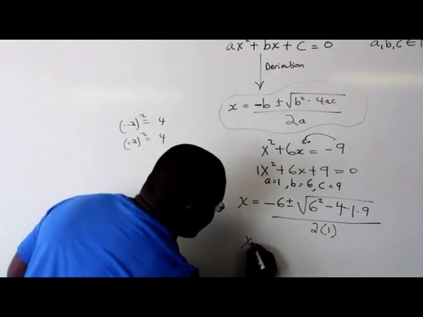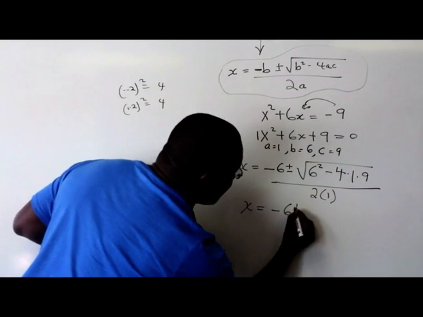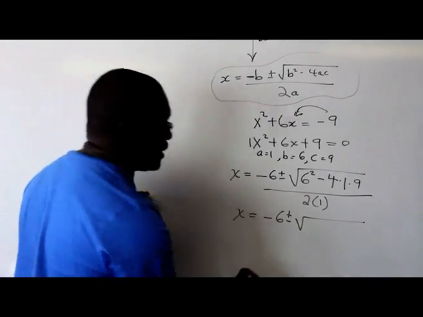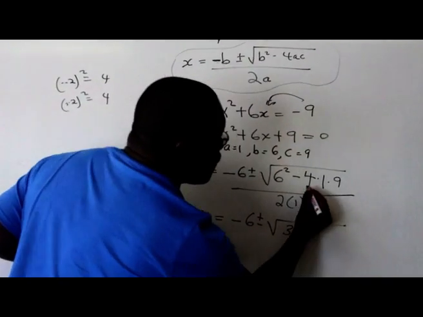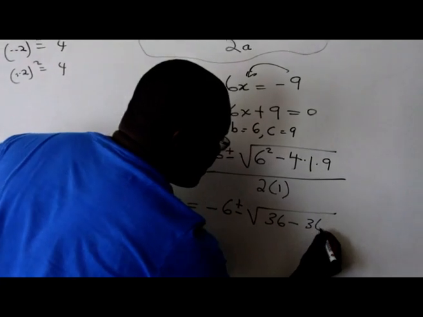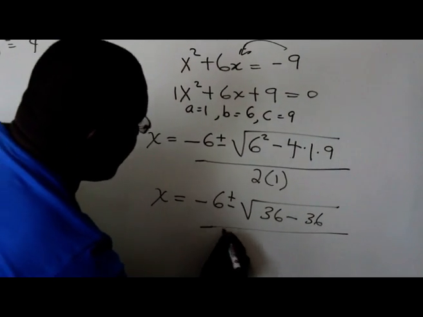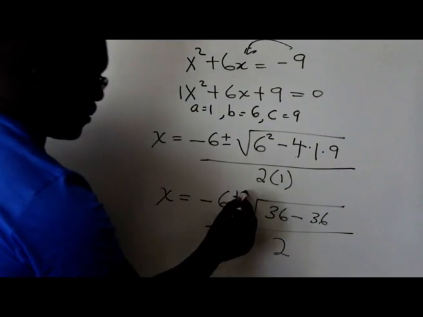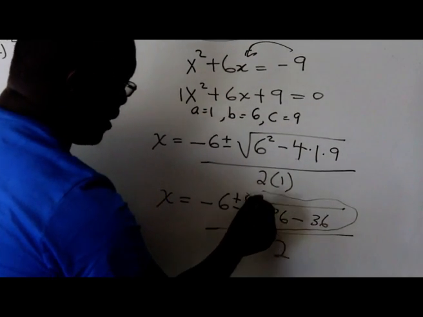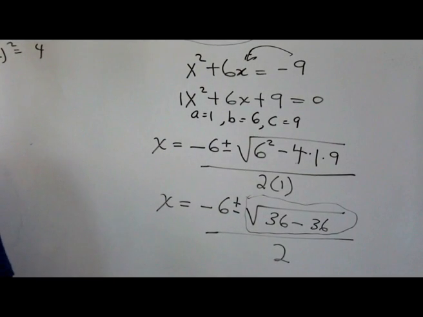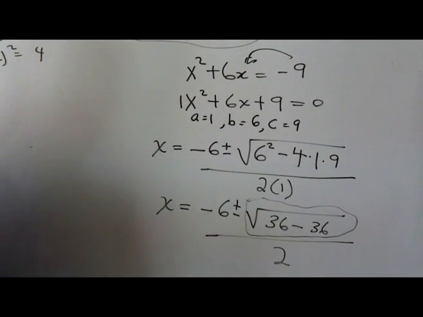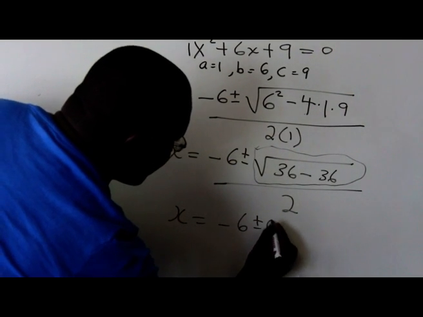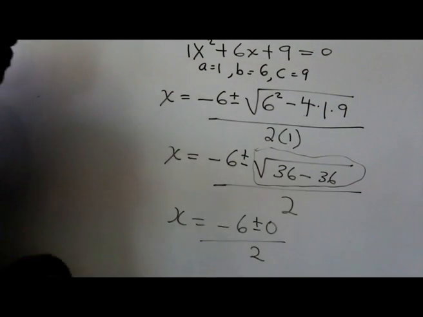So x is equal to -6 plus or minus square root 6 squared. It's 6 times 6, which is 36. 4 times 1 times 9 is 36. Divided by 2. 2 times 1 will give you 2. So here, we see that it's going to be 0, it's going to be gone, because 36 minus 36 will give us 0. So it will be x is equal to -6 plus or minus 0 over 2.